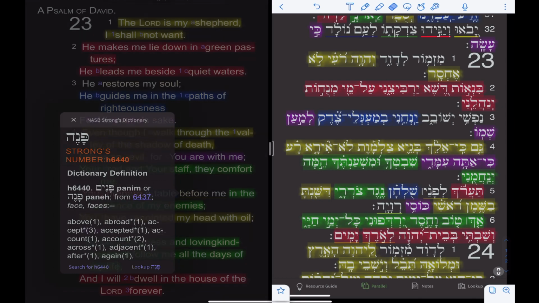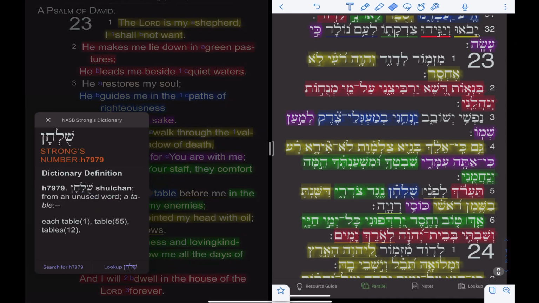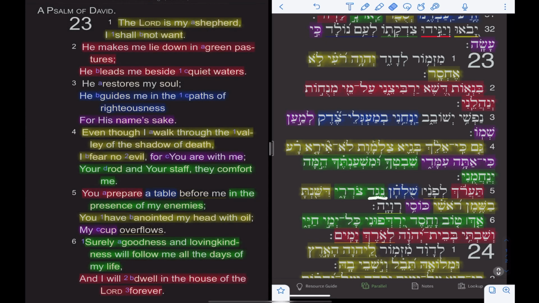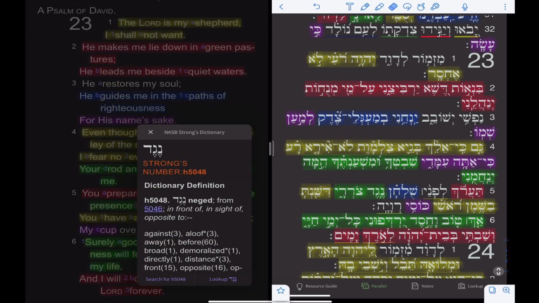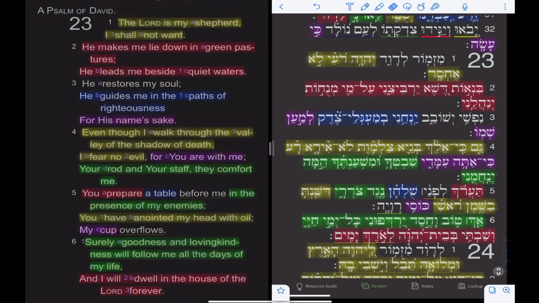Shulchan. Shulchan is table in Hebrew. And you can see it right here. Naged is presence here in English, but it means right in front of. When you say naged, it's like right in front of. So the Lord's preparing a table right in front of our adversaries. So he's not even hiding it. They're over there watching, but they can do nothing about it because our shepherd's taking care of us.